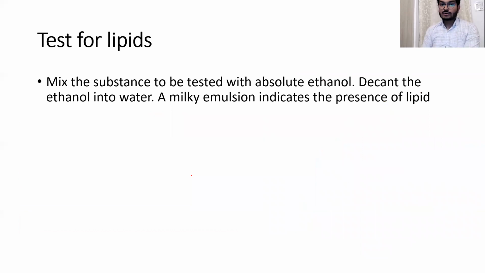Okay, so the test for lipid, what are the tests? Simply, if you want to check for any substance, just mix the substance with absolute alcohol, and then decant the ethanol into the water. If you get some kind of milky emulsion, this simply means you have the lipid.